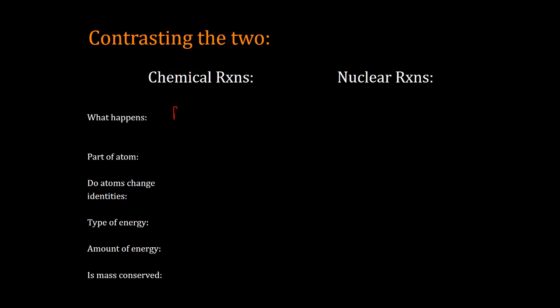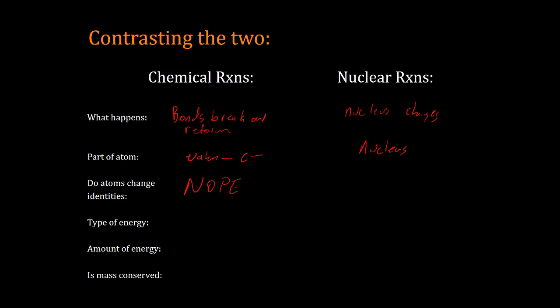In a chemical reaction, we have bonds break and reform. And in a nuclear reaction, the nucleus changes. Okay? Part of the atom: valence electrons for chemical reactions. Part of the atom for nuclear reactions, shockingly enough, the nucleus. Do atoms change identities? Absolutely not in a chemical reaction, because only electrons are involved, and electrons don't determine the identities. Absolutely yes in nuclear reactions, because protons are involved, and protons determine the identity.